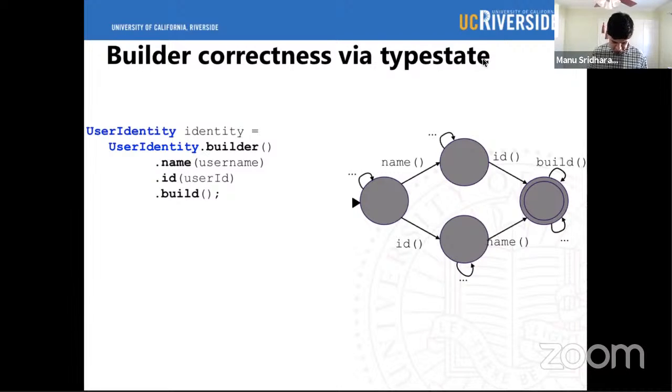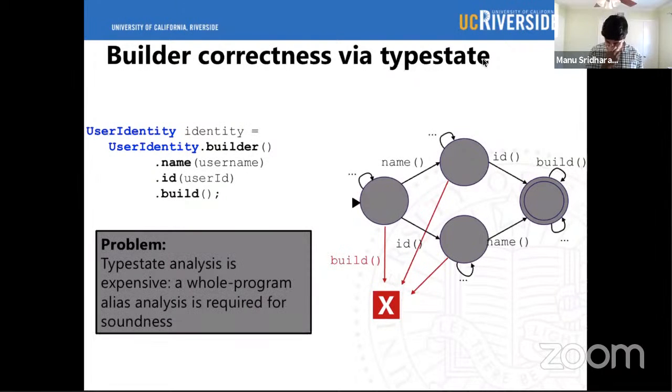So we start in a start state right here, and then if you invoke both the name and the ID functions in either order, you end up in this accept state where you're allowed to call build. But if you try to invoke build early, that transitions to an error state because you have not invoked all the required property setting methods before you called build. So this is great. We've got a type state automaton here. We have decades of work on type state analysis. Why don't we just use an off-the-shelf type state analysis system to try to solve this problem?